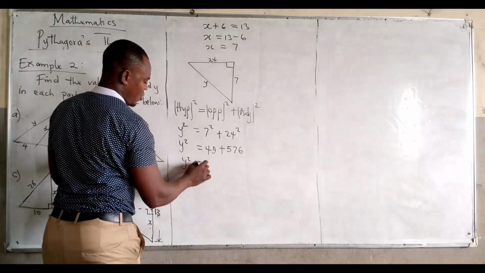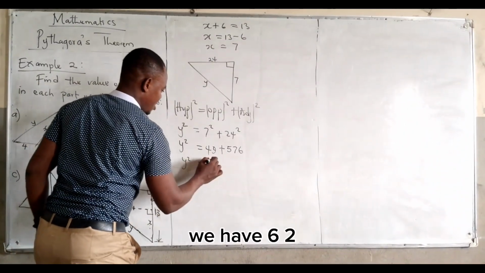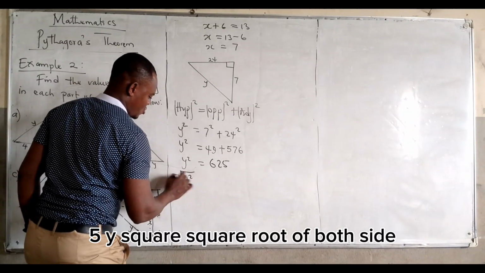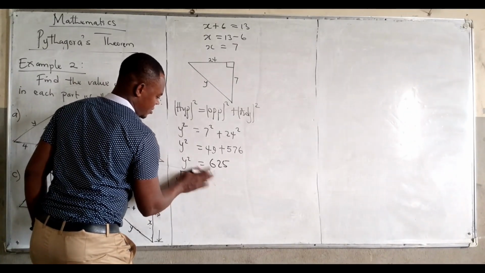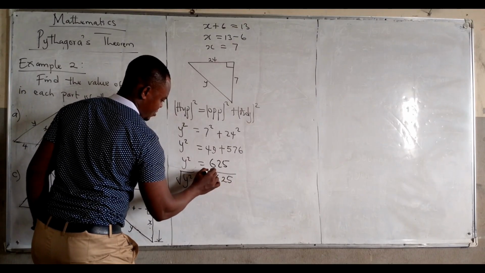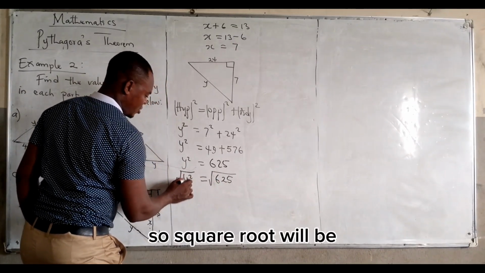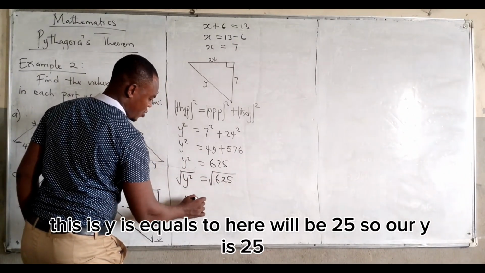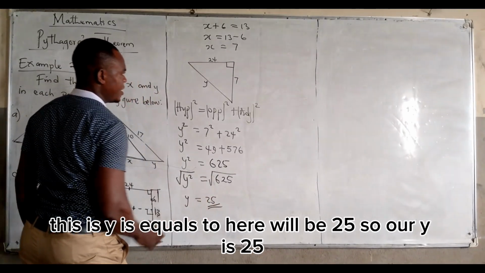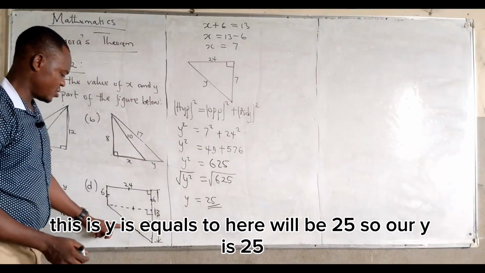Y square is equal to, we add this. When we add this, we have 625. Y square, square root of both sides. The square root of 625, y is equal to 25. So our y is 25.